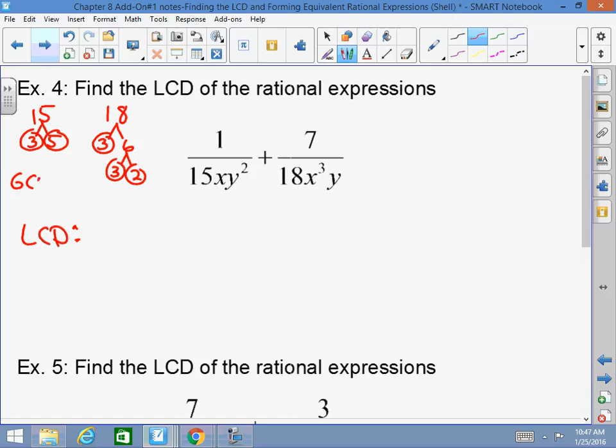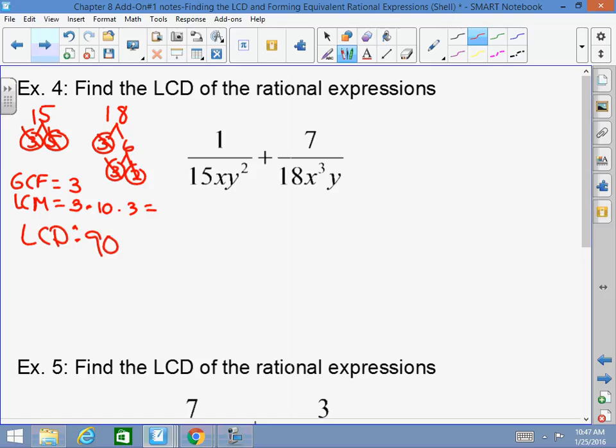Okay? Your GCF, a 3 and a 3 comes out as a 3. Your LCM is your GCF of 3 times the leftovers. So a 5 and a 2, that's 10, times a 3. So 3 times 3 is 9, times 10, that is 90. Beautiful job, son. So I got 90 times.